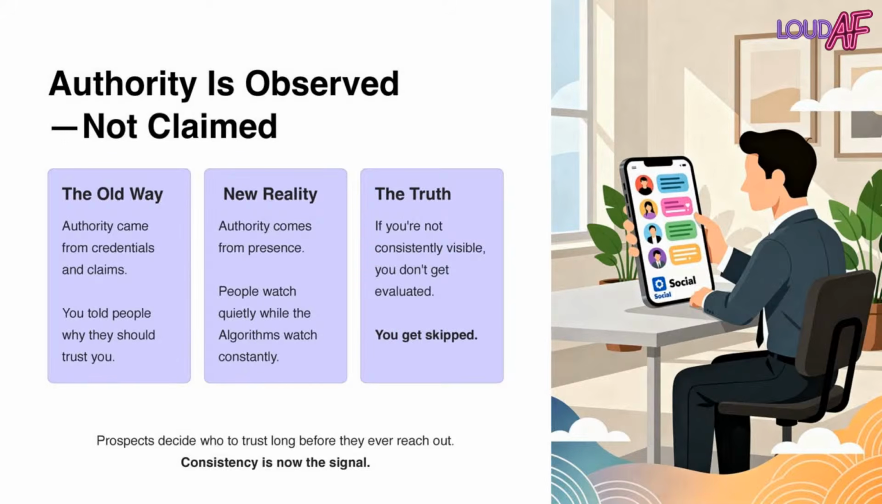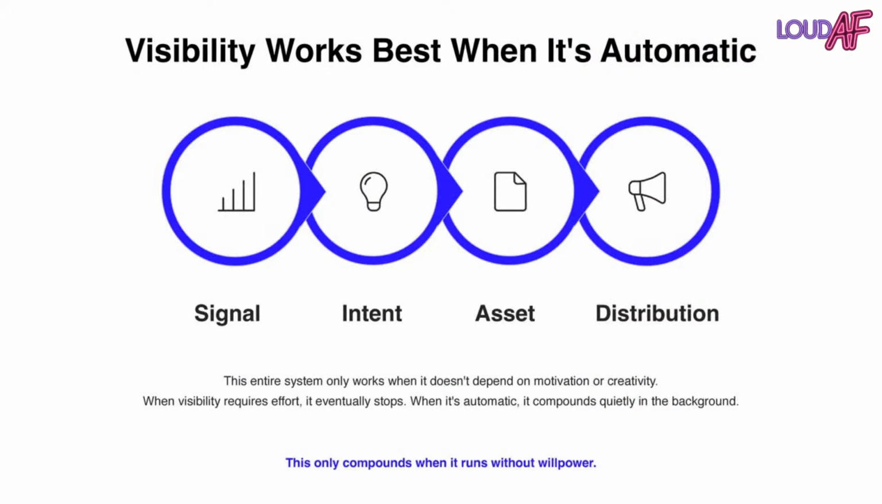If you're skipped, no one knows that you exist. No one knows about your products or services. From there, the prospects will decide who to trust before they ever reach out to you. We talk about this where by the time somebody reaches a sales call with you or a demo, or they meet you in person for coffee, they've pretty much decided that they're interested in working with you. This is just a final qualification, because consistency of who you are and what you say is now the signal.